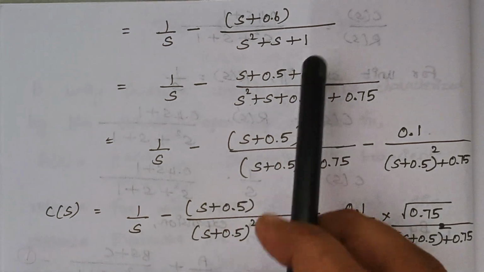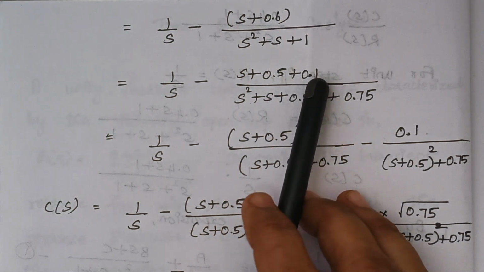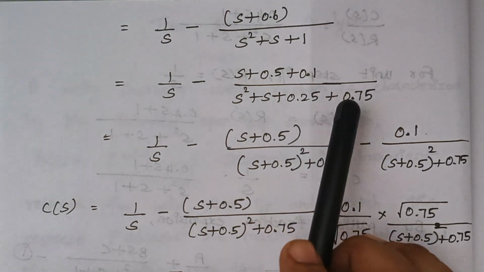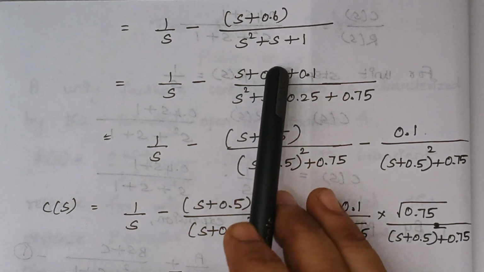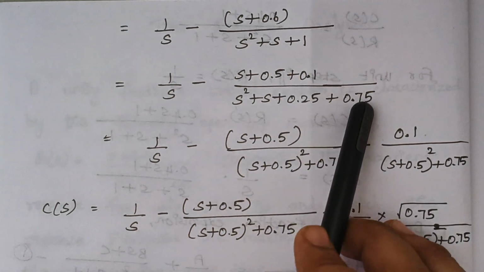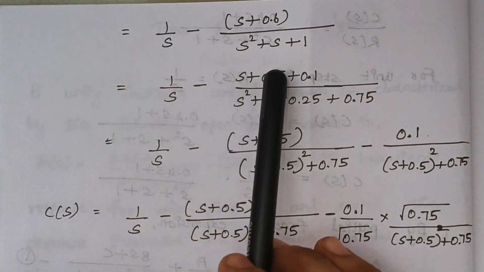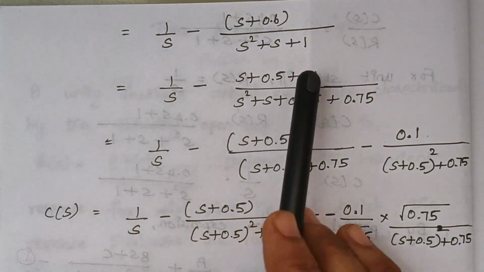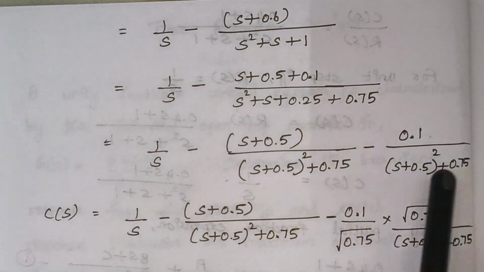And the next step is, I am splitting this s plus 0.6 as s plus 0.5 plus 0.1, and the entire thing divided by, again I am splitting this 1 as 0.25 and 0.75. Since we are having 0.5 here, the 0.5 square will be 0.25, right? And the next step is, again I am splitting these terms, that is s plus 0.5 divided by s square plus s plus 0.25 plus 0.75. Again for this 0.1, minus into plus, minus 0.1 divided by this denominator term.